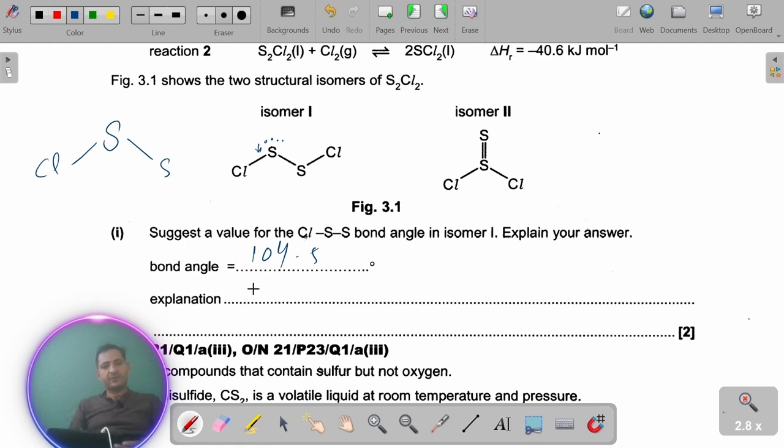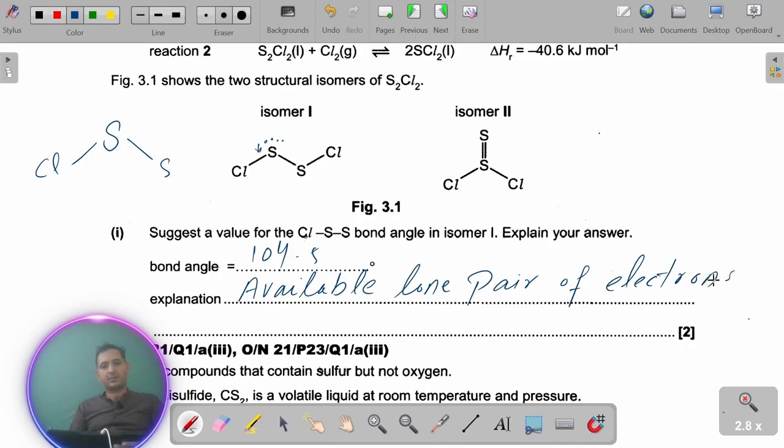Lone pairs of electrons on sulfur repel bond pairs. Okay, bond pairs.